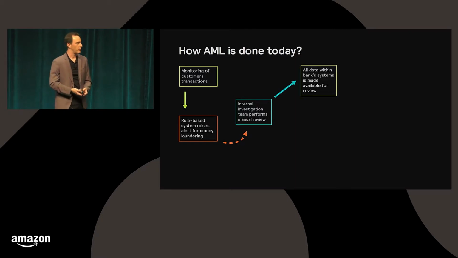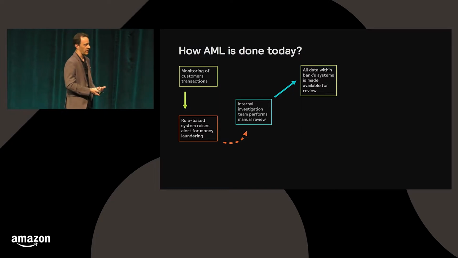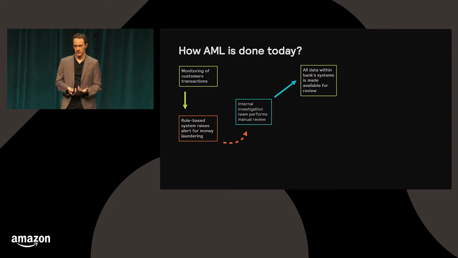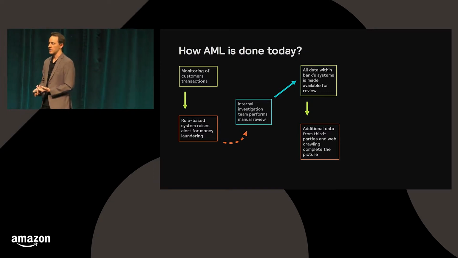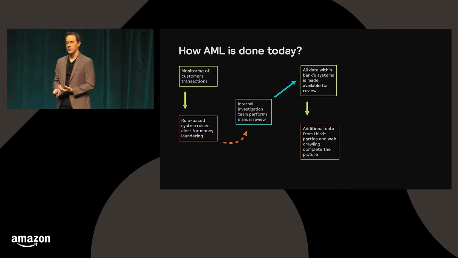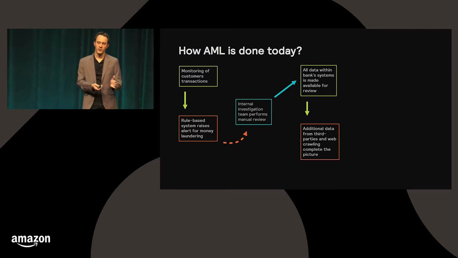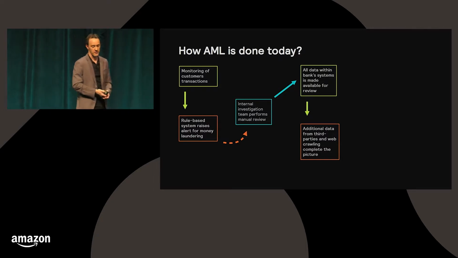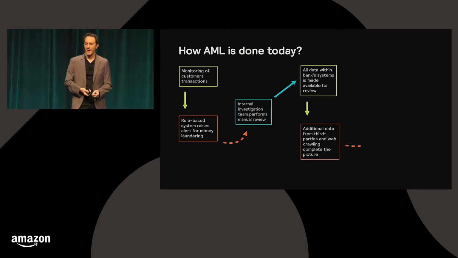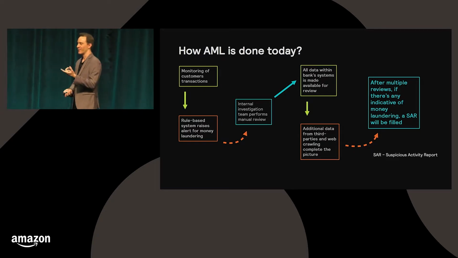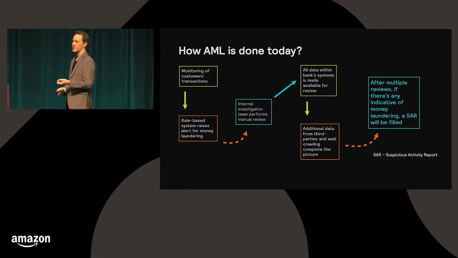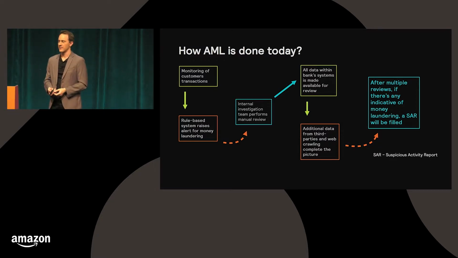For them, all of the data within the bank's systems will be made available. They could also leverage third-party data and some public information, mostly not just for individuals, but mostly for corporations and organizations. And if, after multiple reviews, there is any indication of money laundering, they will file a SAR, which is a suspicious activity report.